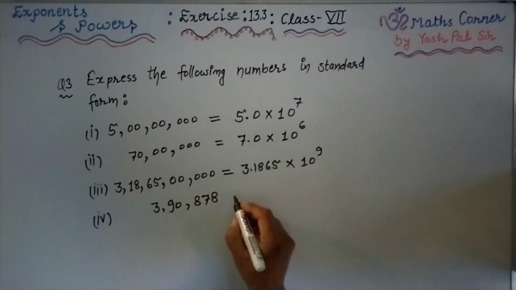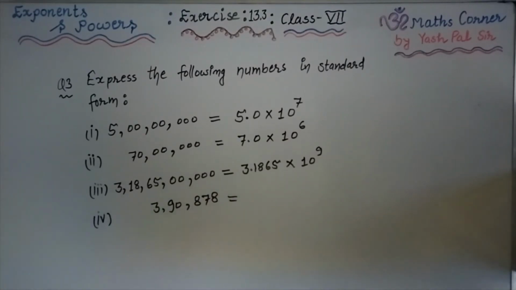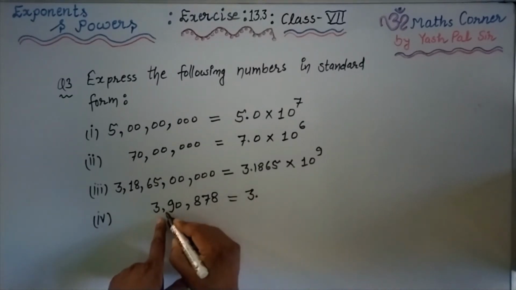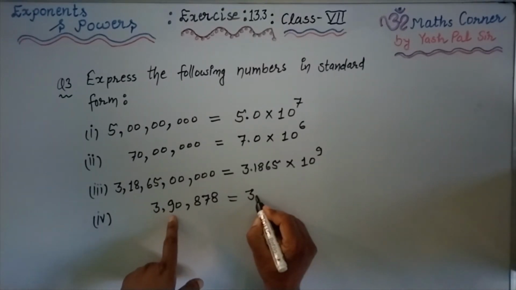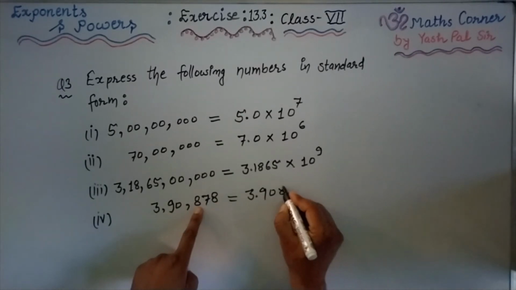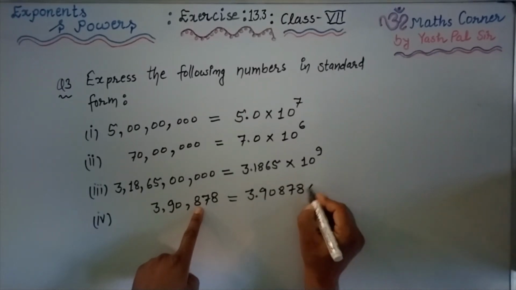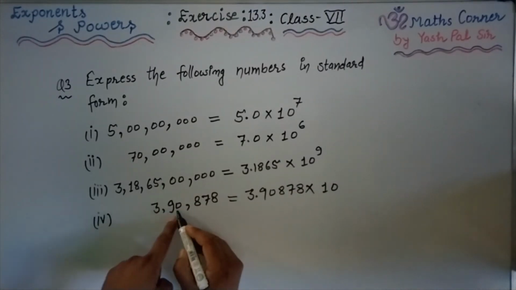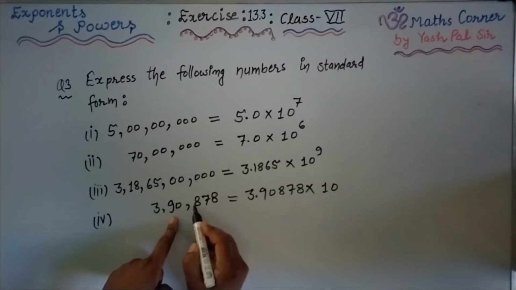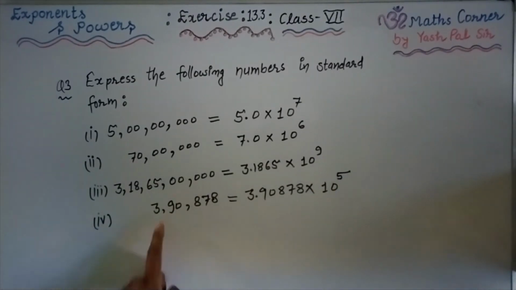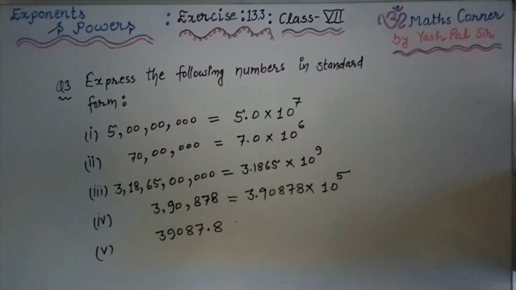Next we have the fourth part, 3,90,878. In standard form we can write this number as 3 point. After 3 we put the decimal and every digit 9, 0, 8, 7, 8 into 10 raised to power. After 3, how many digits are there? 1, 2, 3, 4, 5. So 10 raised to power 5.